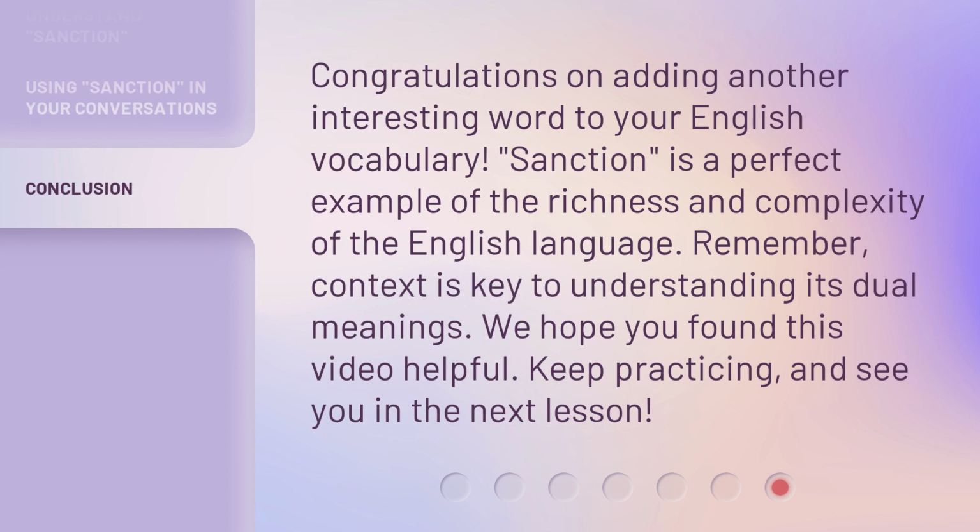Congratulations on adding another interesting word to your English vocabulary. Sanction is a perfect example of the richness and complexity of the English language. Remember, context is key to understanding its dual meanings.